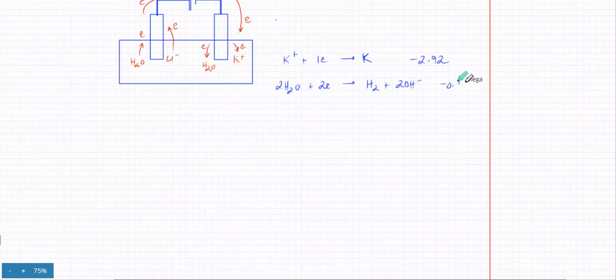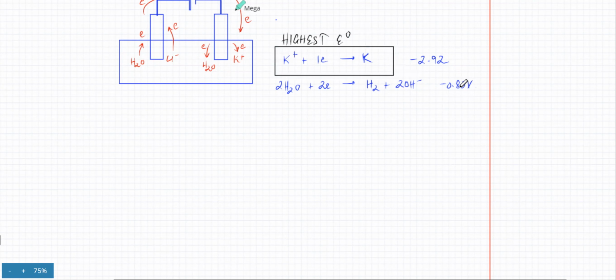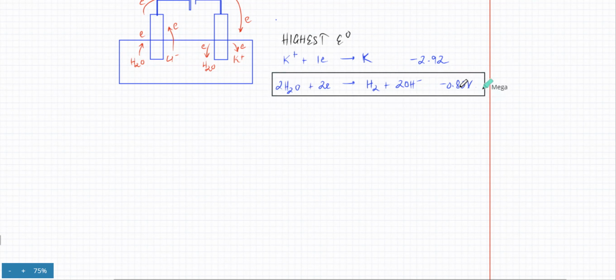So minus 0.83 volts. Now, here there's no confusion. The potential differences are huge. So who gains electrons? It's going to be the highest E naught that gains electrons, which in this case is not this one. It's going to be the water equation. Okay, so no confusion there.